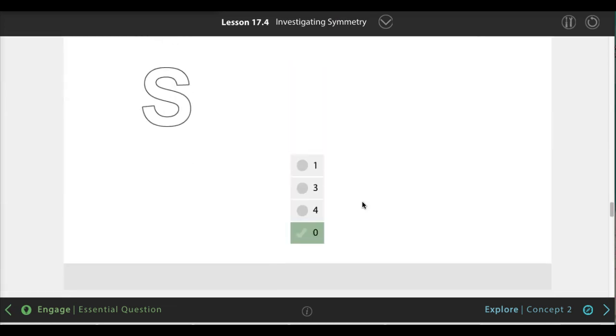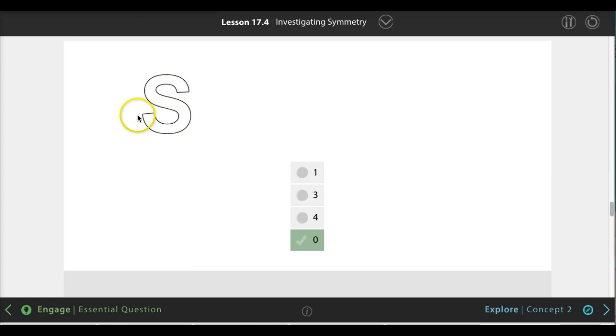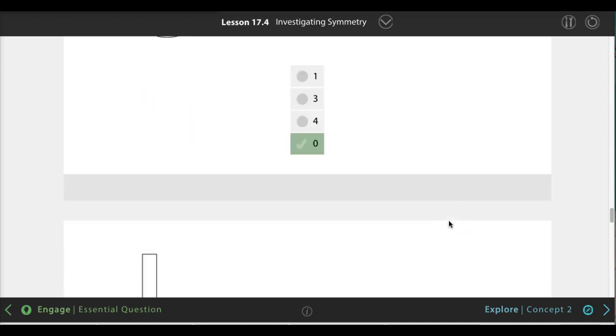The important thing is, look, over here, the letter S, there's no way you can cut it off and it would overlap with each other. No way. You can't cut it this way. You can't cut it that way. So that's why there's no line of symmetry for this one.